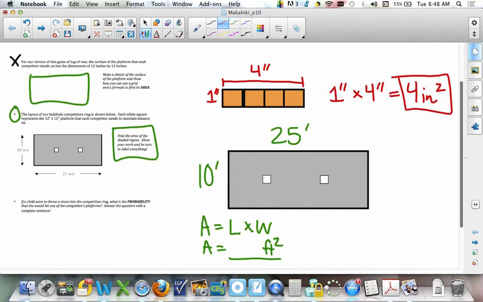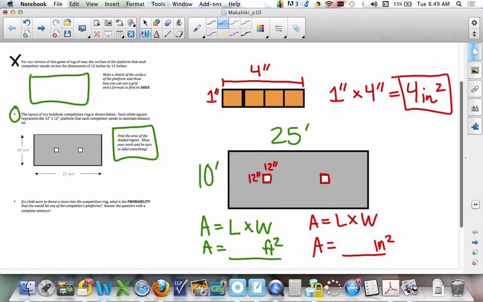Now, the next part is they have these little boxes in here. These aren't shaded, so we don't want to include those in the total area. And we know that these are 12 inches by 12 inches. We can find the area of those small boxes using the same equation, length times width. But guess what? It's going to be in inches squared, because that's what this unit is. They told you it's 12 inches.